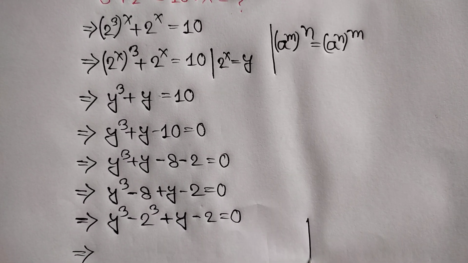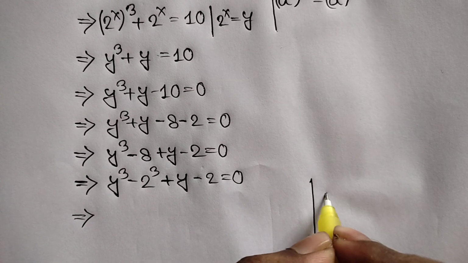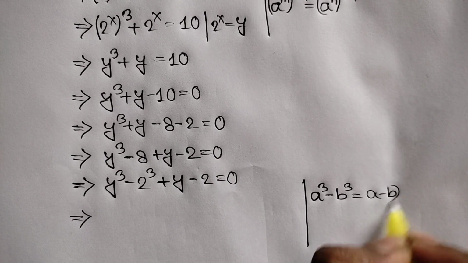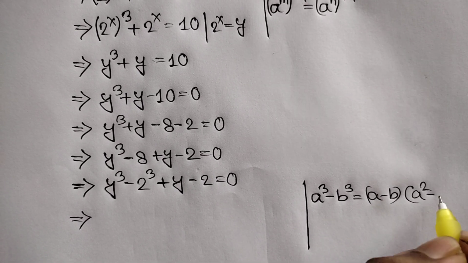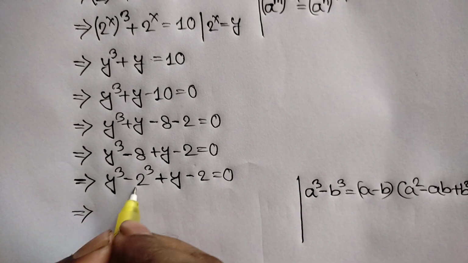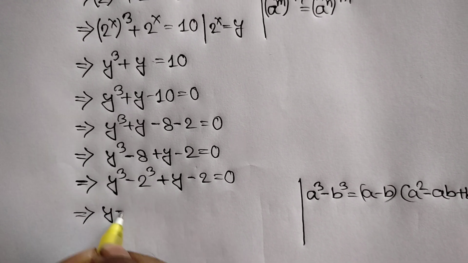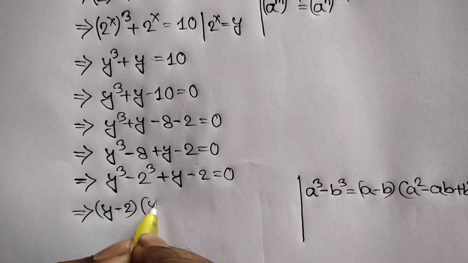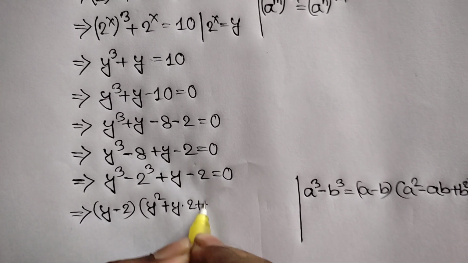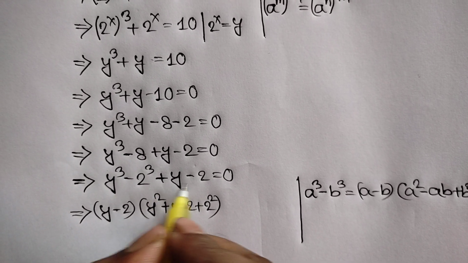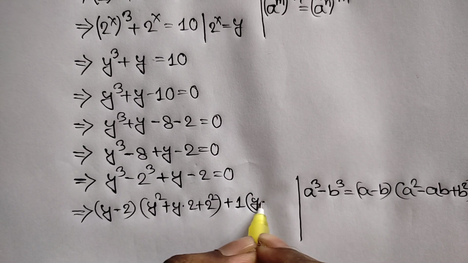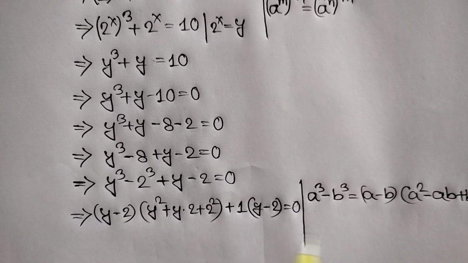We know a cube minus b cube is equal to (a minus b) times (a square plus ab plus b square). Apply this rule here. We can write (y minus 2) times (y square plus y times 2 plus 2 square), and taking common 1 from the last two terms, we will get 1 times (y minus 2) is equal to 0.